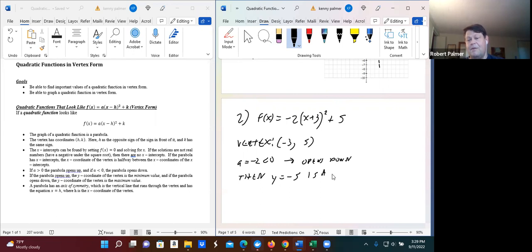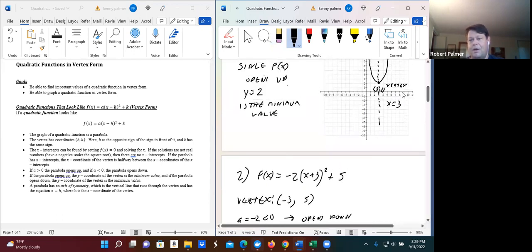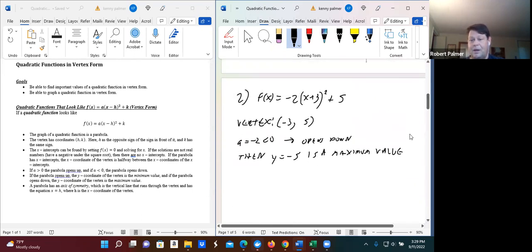So y equals -5 is a maximum value. It's the highest point on the graph. Just as with this graph right here, 2 was a minimum value. That's the lowest point on the graph. The lowest, smallest value is 2, the minimum. And this one will have as a maximum value -5.